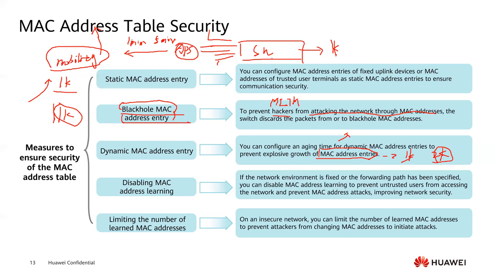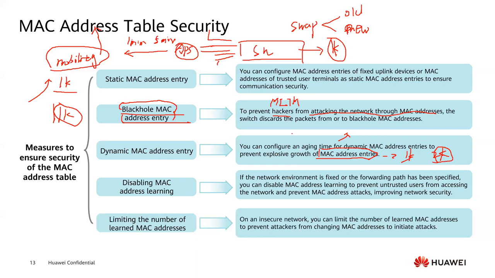What will happen? The switch will need to relearn. Relearning one entry, because it already exists in the MAC address table, means it needs to do a swap, swapping the old entry and the new entry. It will be a little costly for the switch, for the calculation, working load and memory. So what you can do is configure the age time.